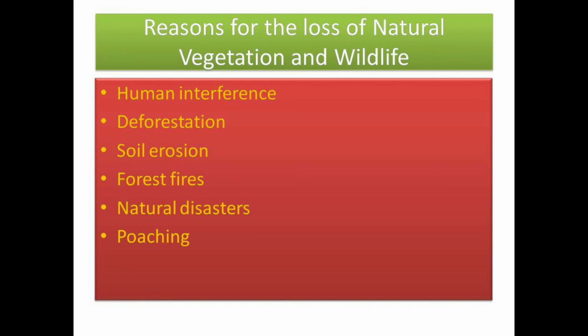Some of these are human interference, like construction activities and expanding into forests for want of space or setting up industries; deforestation that leads to extensive loss of vegetation and wildlife; soil erosion that causes loss to vegetation and animal life; and forest fires that bring widespread damage. Not only do the forest and wildlife get destroyed, but also the natural habitats of a variety of wild animals get destroyed, making them even more vulnerable.